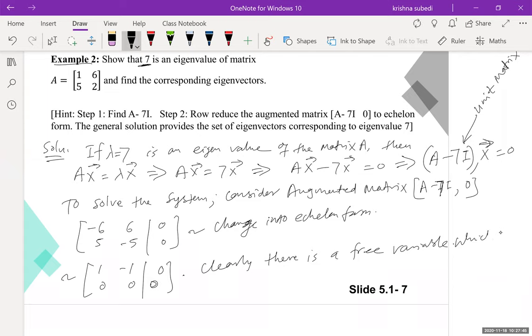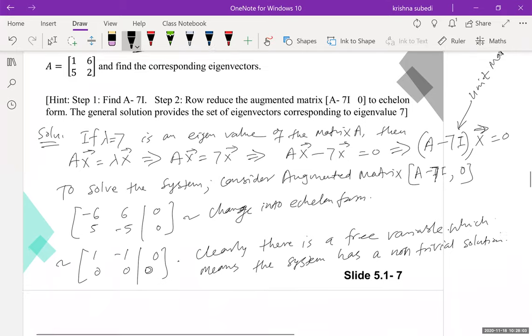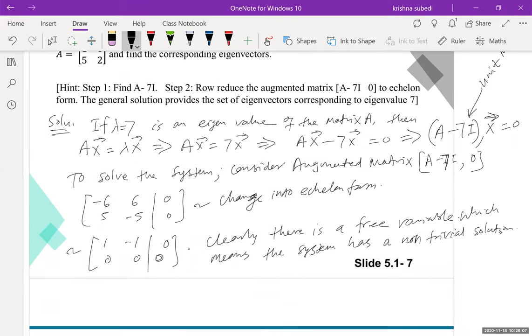So clearly, the system has a free variable, which means the system has a non-trivial solution. So if there is a free variable, then that means 7 is an eigenvalue of the matrix A.